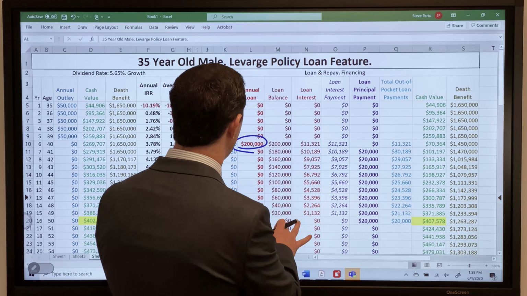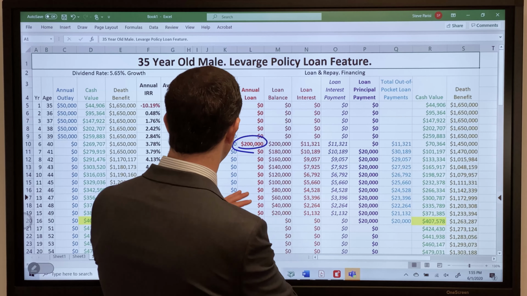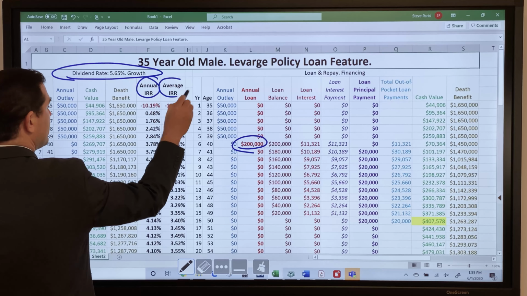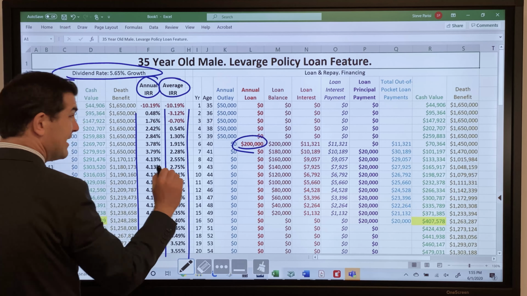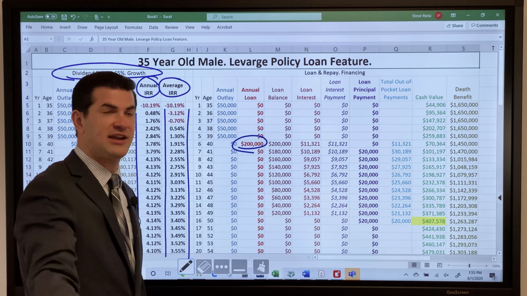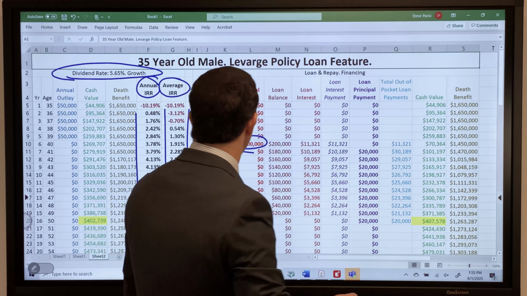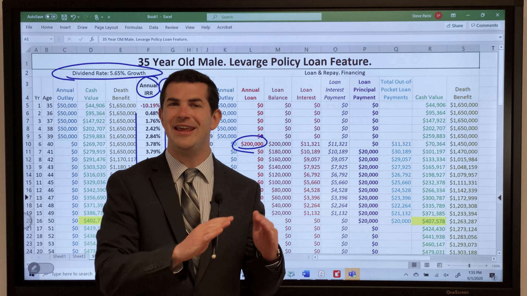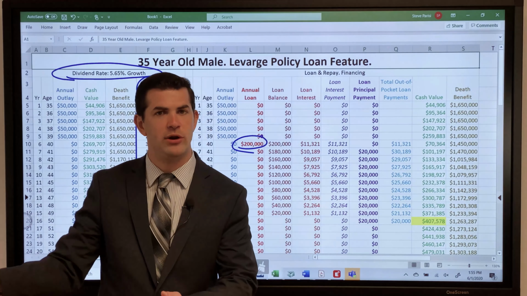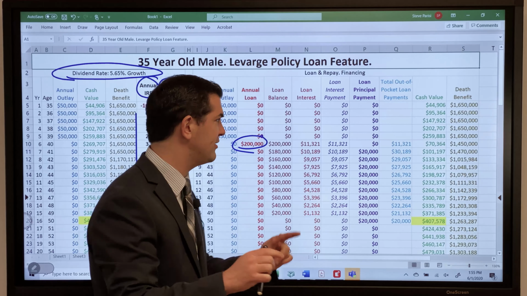So how do the loans work? I'm using it as a financing tool. This is based off of the basic dividend rate, so one of the middle of the road assumptions. Here you see the annual and average IRRs. That is that tax-free yield. We did not put the taxable equivalent on this sheet. But here we go. I pulled out $200,000. What is the impact of that $200,000 coming out of my policy?